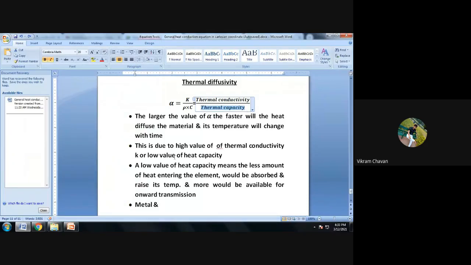Okay, so low value of heat capacity means less amount of heat entering the element would be absorbed, less amount of heat will be absorbed and raise its temperature.